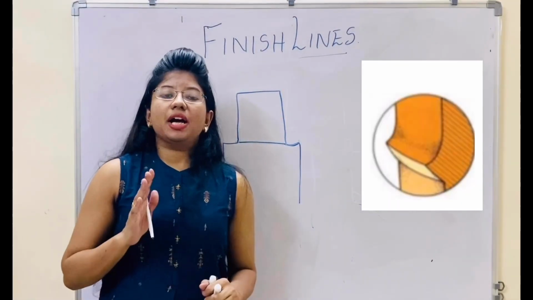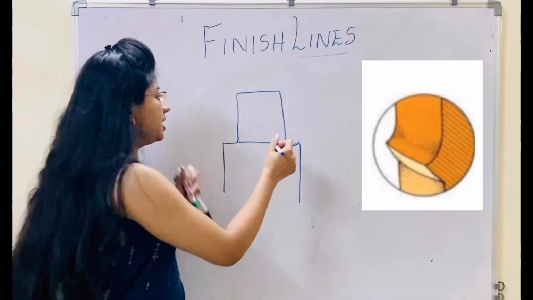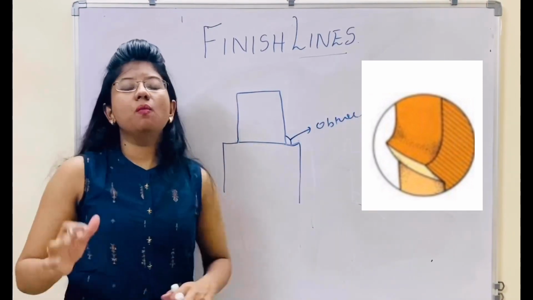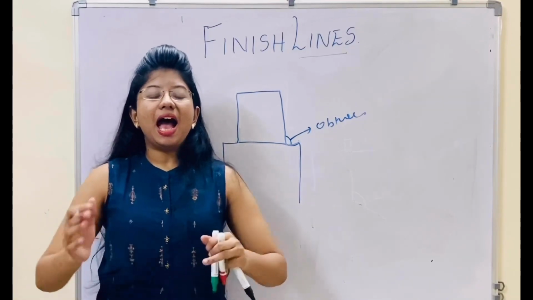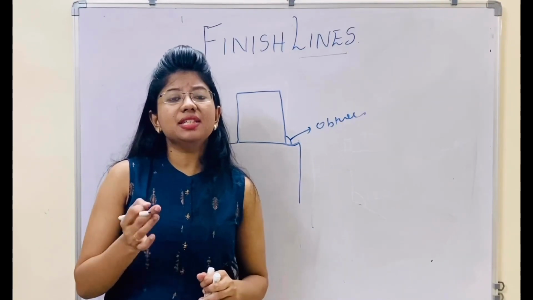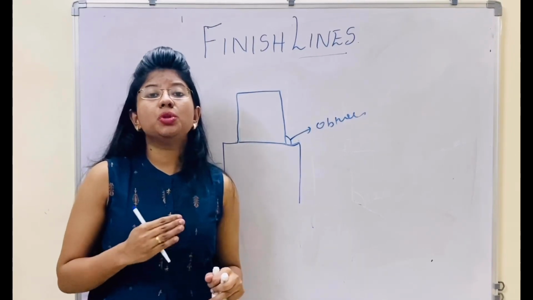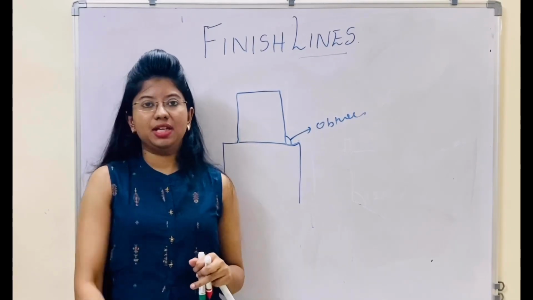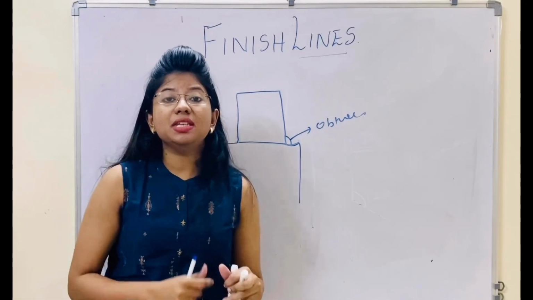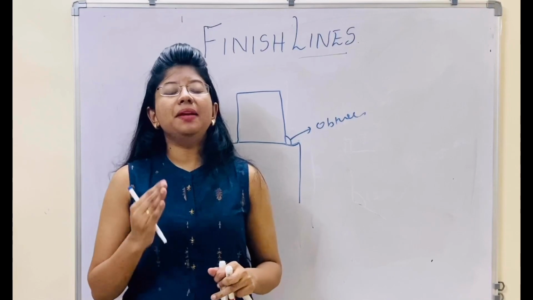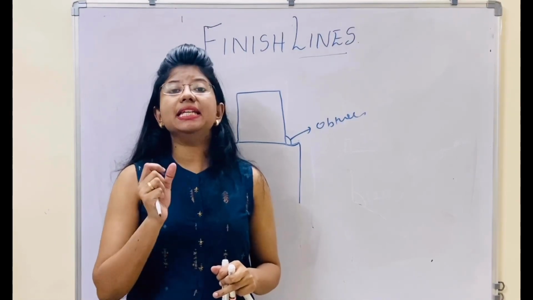So in the chamfer margin, you can see the angulation is obtuse. That is more than 90 degree. And the chamfer margin is thin, that to that of shoulder. Then when to choose shoulder and when to choose chamfer? Yes, it is thin, that means it will accommodate only metal. It cannot accommodate metal with ceramic because it will increase the thickness.